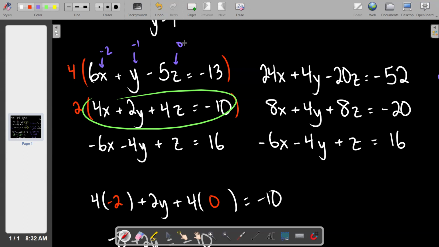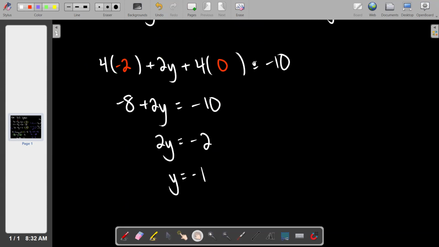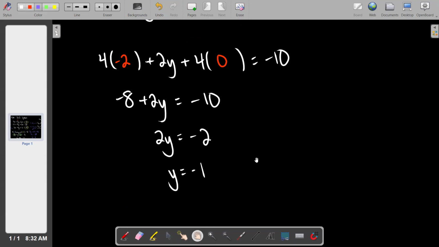Sure. The negative 10. Thank you. No problem. What do you think? This processing next.